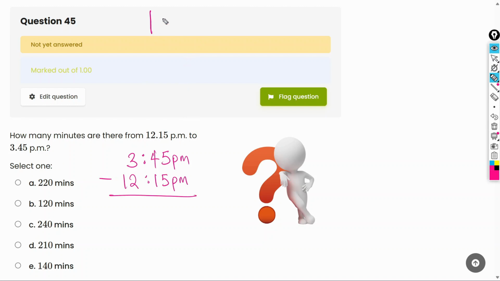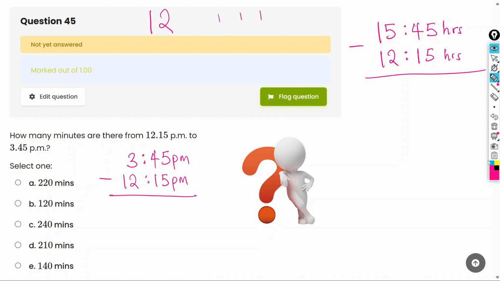So you know that when you get to 12 on your clock, you start counting 1. So there's 12, and then there's 1, 2, 3. So it means we are adding 3 hours, 45 minutes to 12. So 12 plus 3 is 15. So that becomes 15 hours, 45 minutes. And then this is 12 hours, 15 minutes. Now we can conveniently subtract.